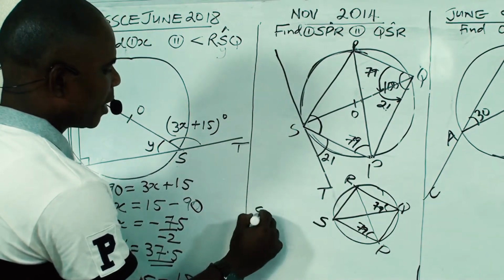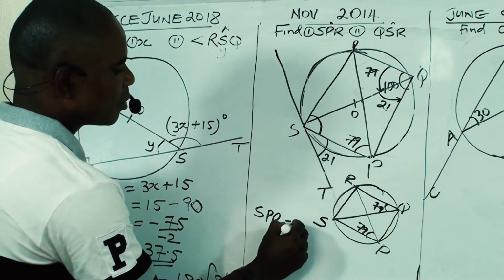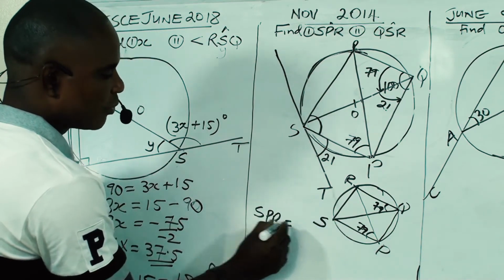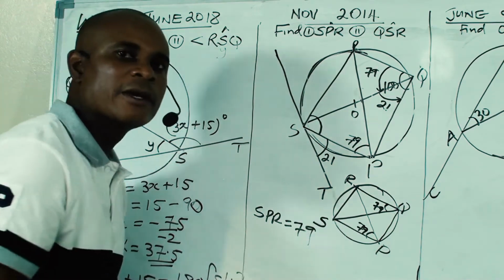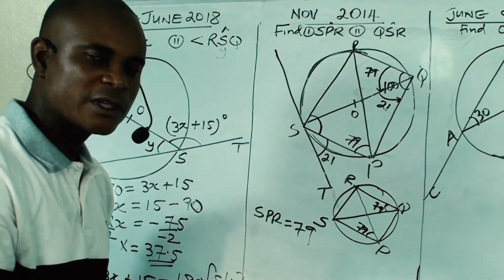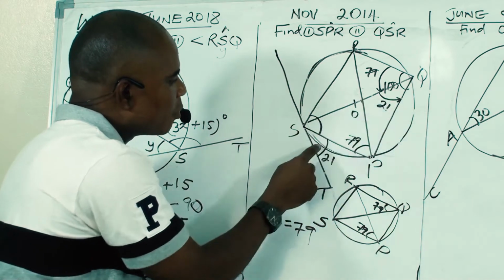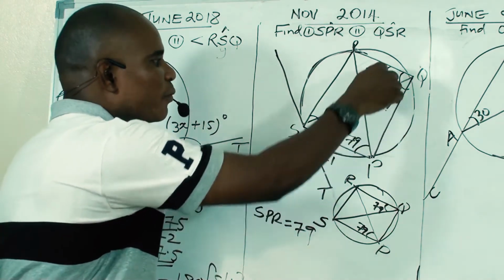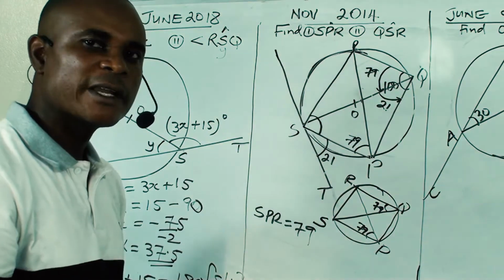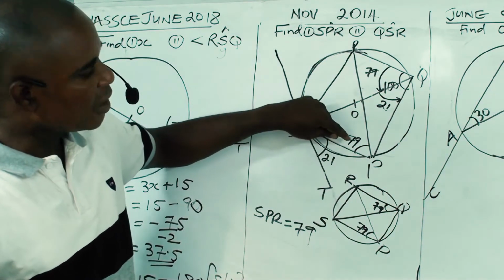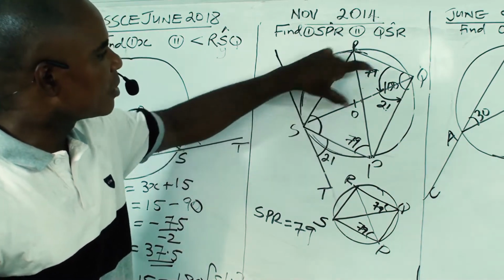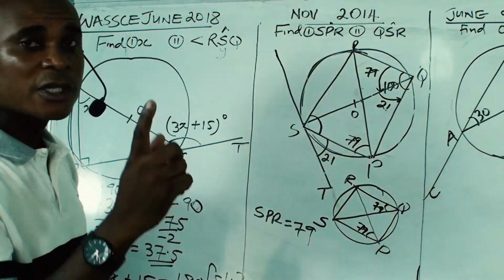SPR is equal to the angle in the middle. The letter in the middle is the angle, so that is 79. SPR is going to be equal to 79. How do I get it? I said this angle here is equal to this angle, and if I remove 21 from 100, I'll be left with 79, and this 79 is in the same segment with this one, so these two angles are equal because they're in the same segment. So the same idea, watch out.